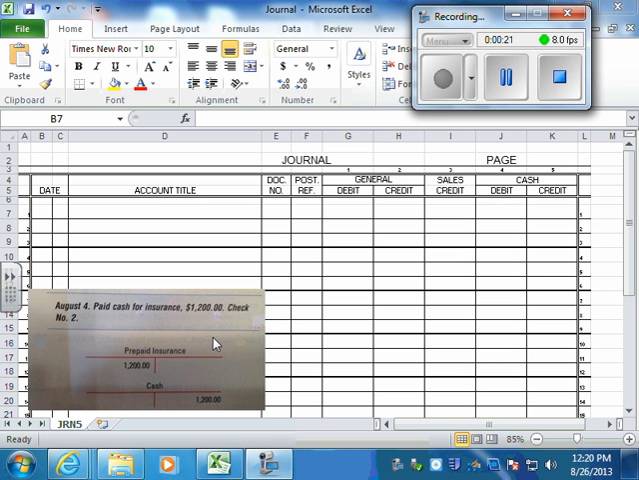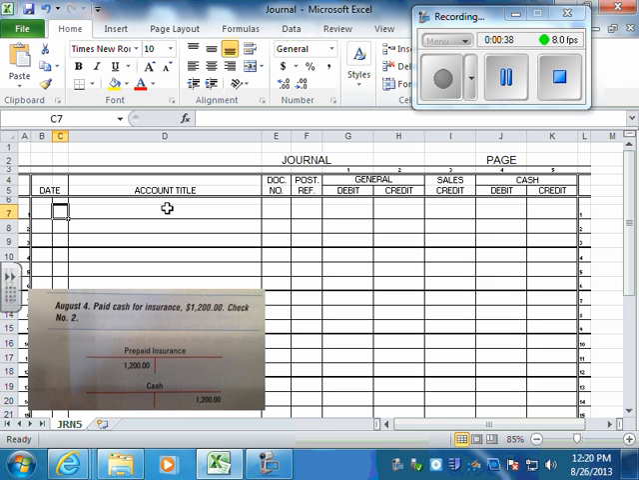So with this, we're going to say the same thing we've always said: what two accounts are affected? You see here in the T accounts, the two accounts that are affected are prepaid insurance and cash, because you paid cash for insurance. Your prepaid insurance goes up with a debit, and your cash goes down with a credit.